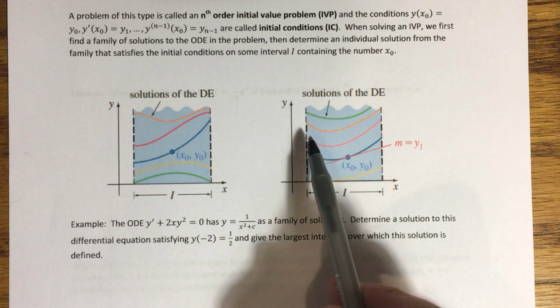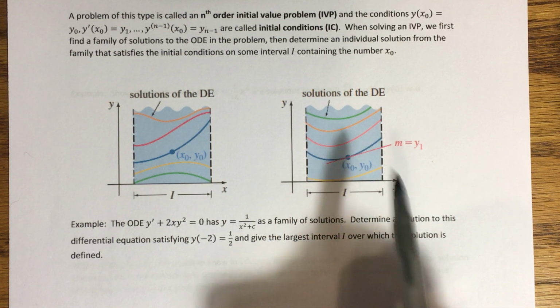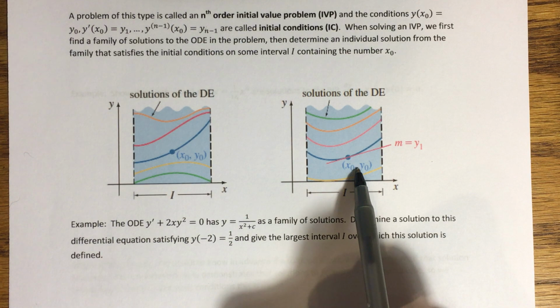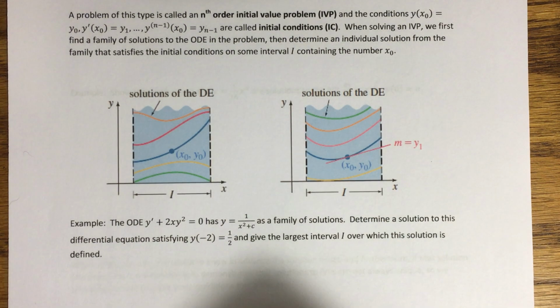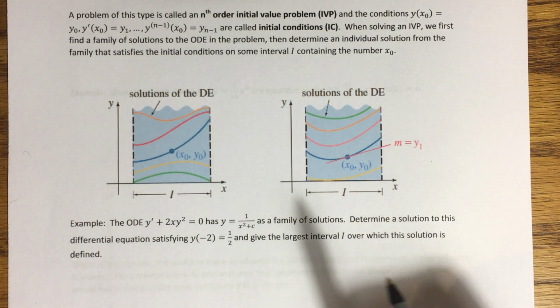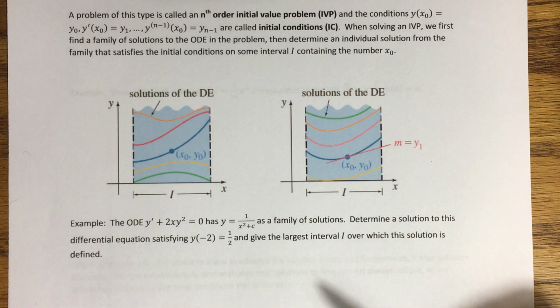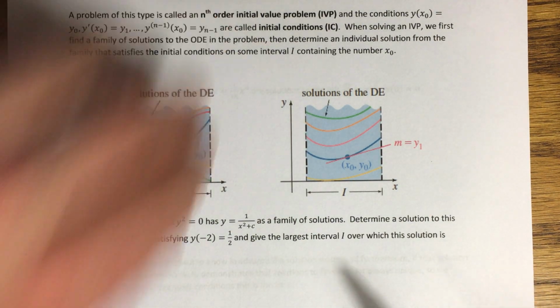And if several solution curves intersect at that point, then that means that point alone is not enough to narrow it down to just a single unique curve that we're looking for. So that additional information helps us narrow things down. Let's do an example to help make some of this a little more concrete.